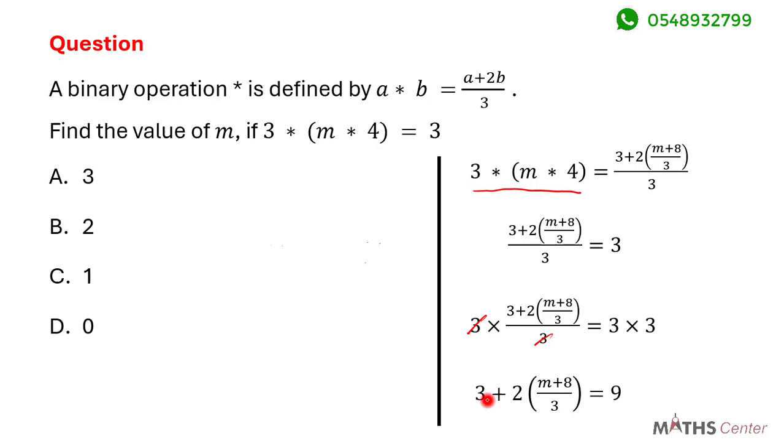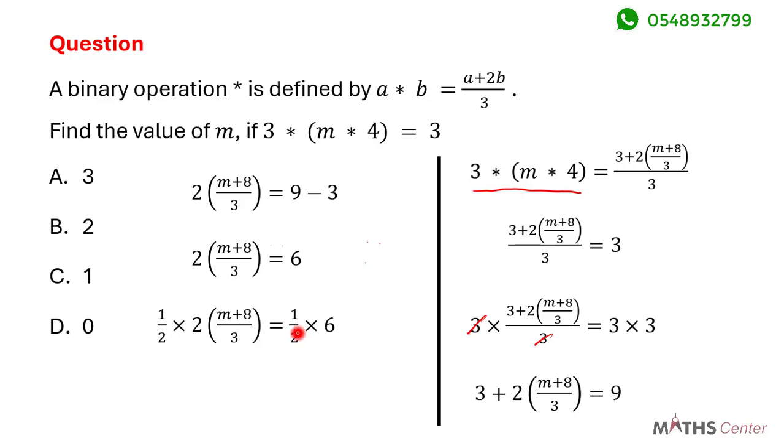I'll send 3 over to the right hand side. When I do that, I'm going to have 2 times (M plus 8)/3 is equal to 9 minus 3. 9 minus 3 gives us 6. So we are going to have 2 times (M plus 8)/3 is equal to 6. I'll multiply both sides by half. So I'll multiply the left hand side by half and the right hand side by half. When I do that, 2 and 2 will be gone. Half times 6 will give us 3. So we are going to have (M plus 8)/3 is equal to 3.